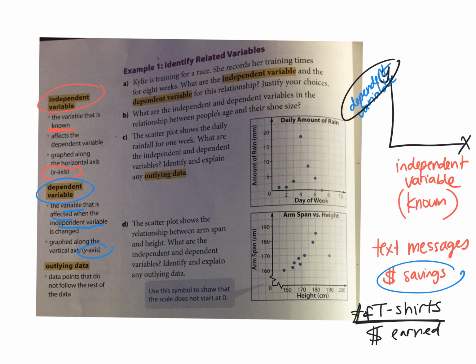So let's look at the first example, A. Can somebody read question A? So she's looking at recording her time. She's training for a race, so she's running. How long it takes her to run over time, over weeks. How many weeks? Maybe the first week she has a certain amount of time it took her to run. Let's say she's running 5 kilometers. Then the next week she runs again and she records her time. Then the next week she runs again and she records her time.